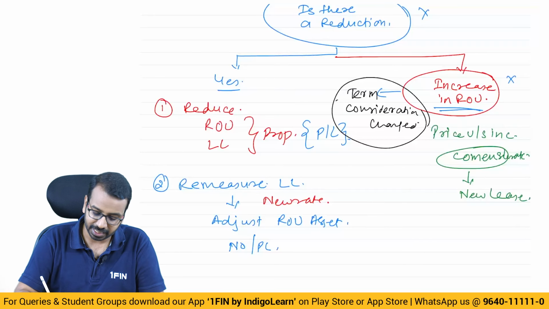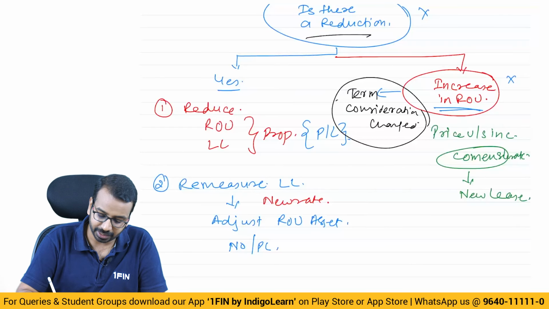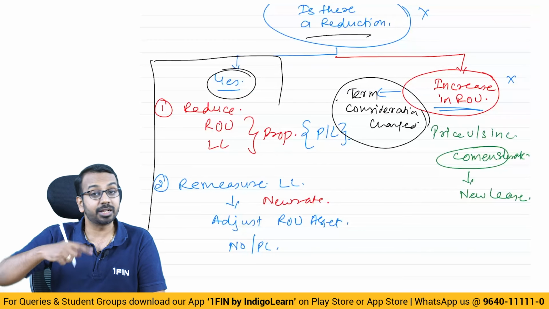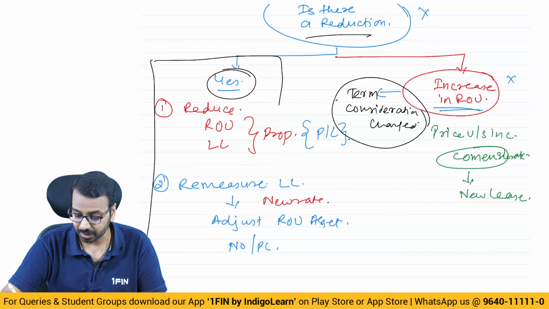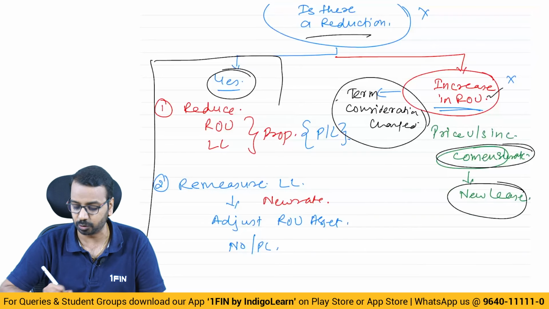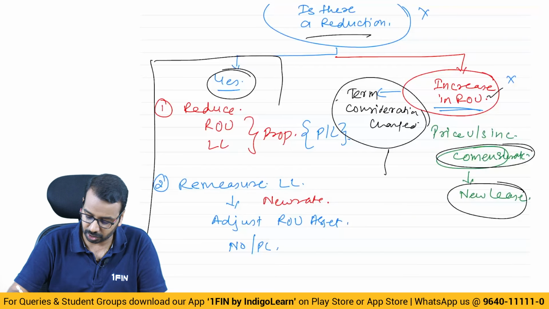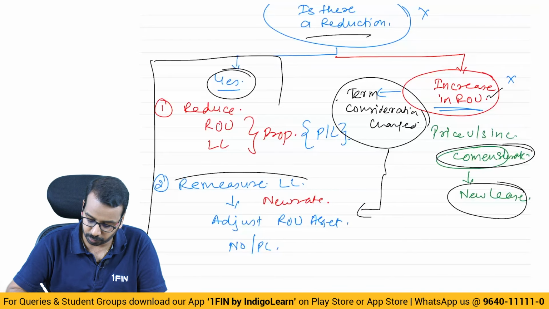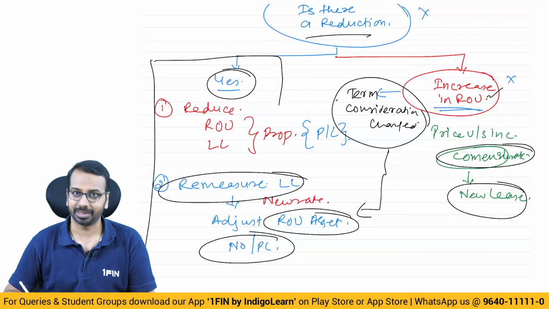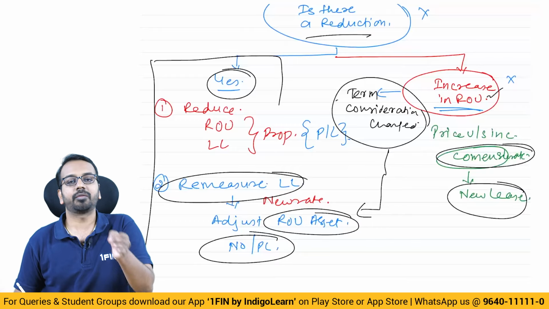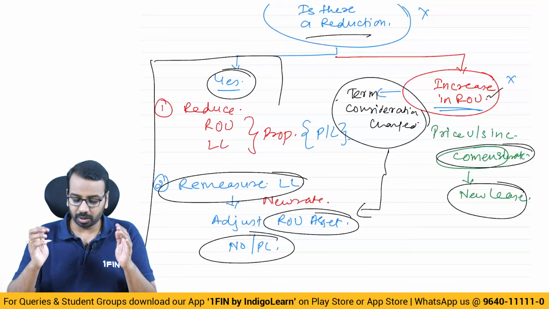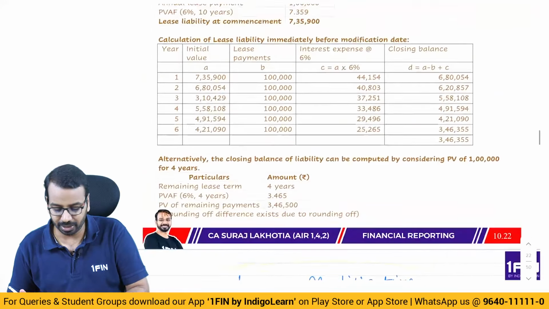So what we have discussed, if there is a reduction either in term or right of use asset, you will follow this accounting. If there is no reduction but there is an increase in right of use asset and the prices and increase are commensurate, it is treated as new leases. In all other cases, here what you will do? You will do a remeasurement and you will adjust the right of use asset, no P&L impact will be given. This is the summary of lease modification accounting that you need to remember for the examination. Now what we will do? We will take up questions and we will solve them.